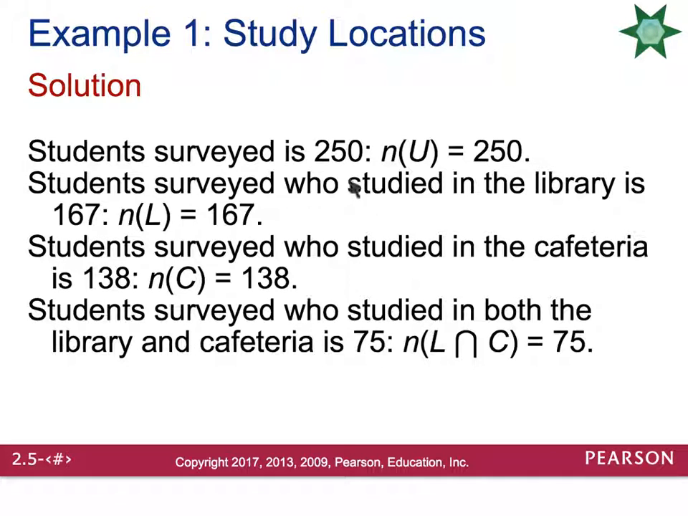So let's back up and go in a little more detail. The total number of students surveyed is 250, so that would be the number of elements in our universal set. That's n(U). Students surveyed who studied in the library is 167, so that would mean the total number in the library is 167. That would be the whole circle there. And then the students surveyed who studied in the cafeteria, that would be the total number in C, which is 138. And then the students surveyed who studied in both the library and the cafeteria is n(L ∩ C). That's the number we can put in directly.